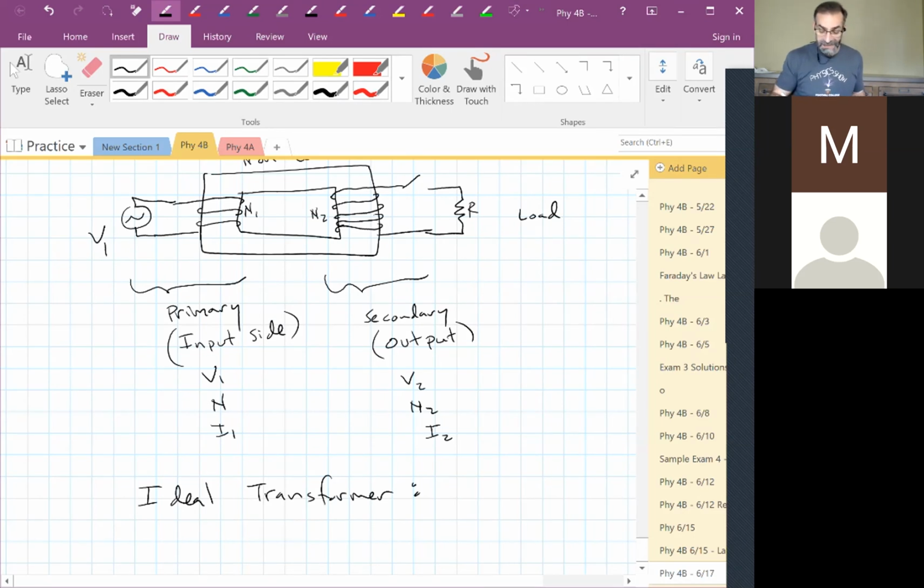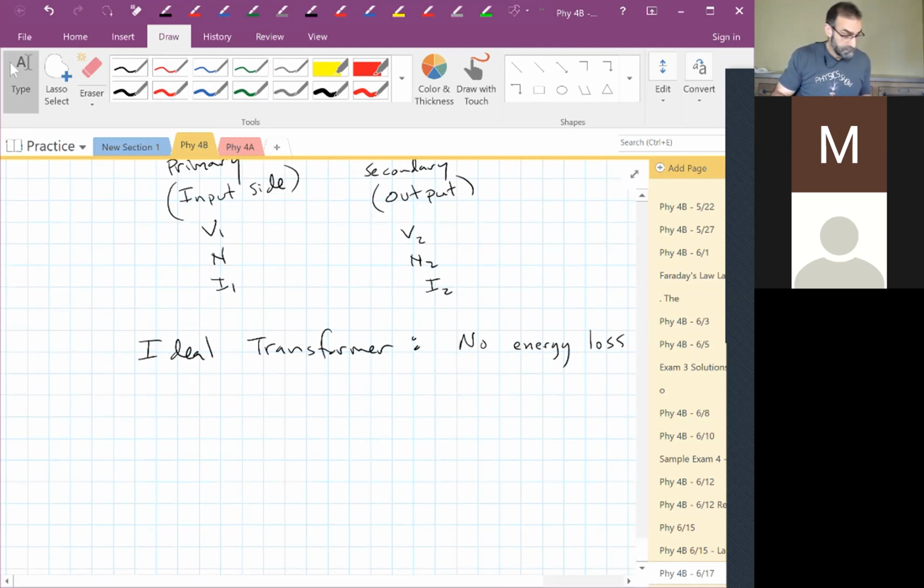And if this is ideal, we have no energy lost in our transformer. All the energy that goes in one side comes out the other. No energy loss. And they're pretty good in the real world, I would say 90 to 99% efficient.